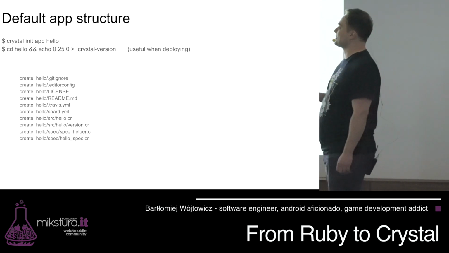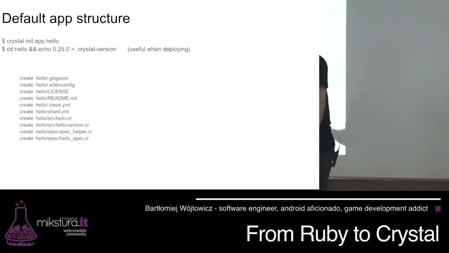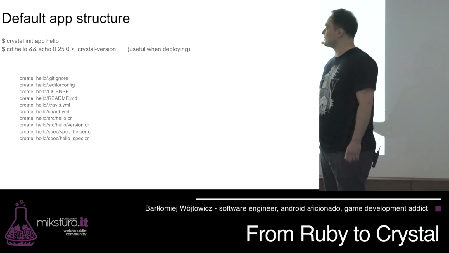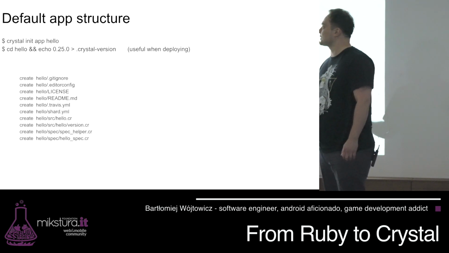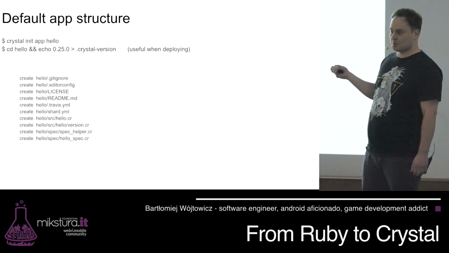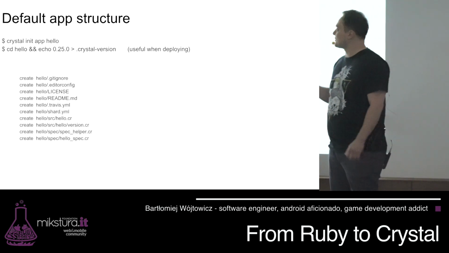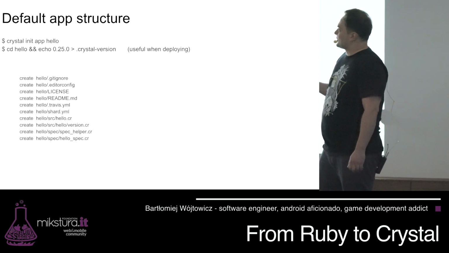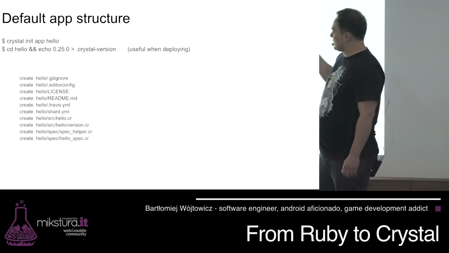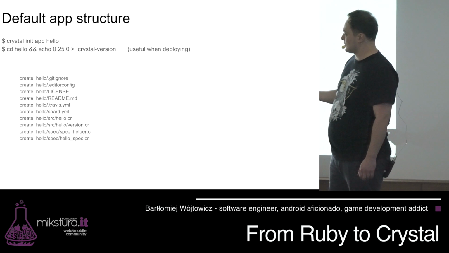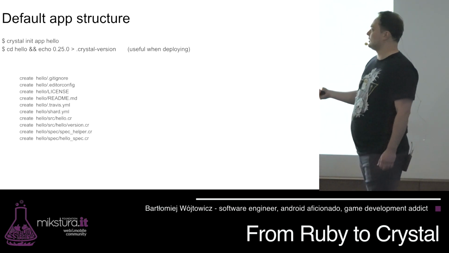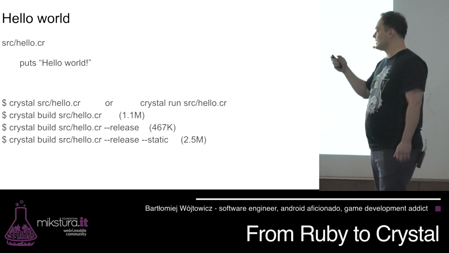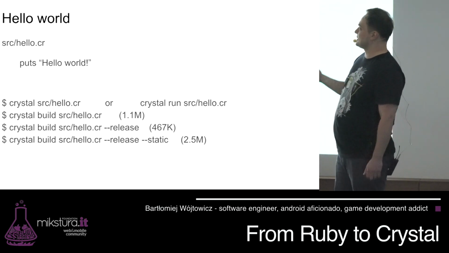Basically, you use the binary crystal, you init the application, you put a name. As a good practice, it is always worth it to add a Crystal version, because it will be very useful for deployments to control the version of Crystal. And this is the basic structure. So you've got gitignore, editor config, etc. And here's your main file, which is in the folder src, and the version of the application and some basic specs.